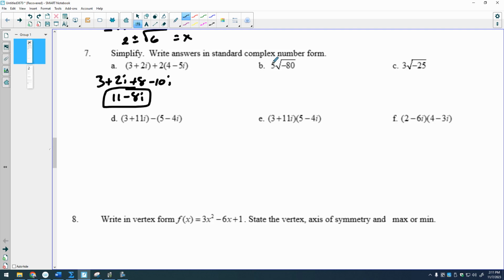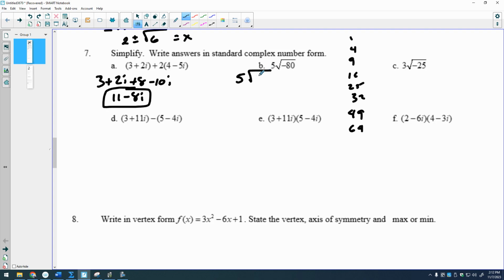Question B. Is there a perfect square that goes into 80? What are my perfect squares? 1, 4, 9, 16, 25, 36, 49, and so on. So I would start with the biggest number possible. Does 64 go into 80? Nope. Does 49 go into 80? Nope. Does 36 go into 80? Nope. 25? Nope. 16? Yes.